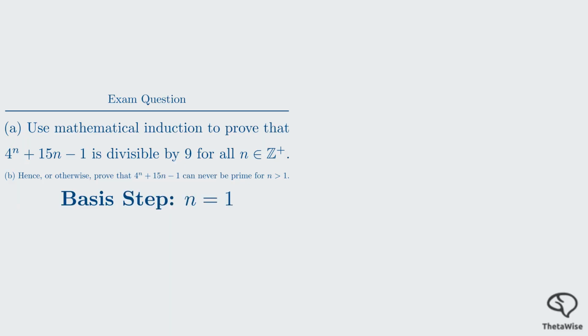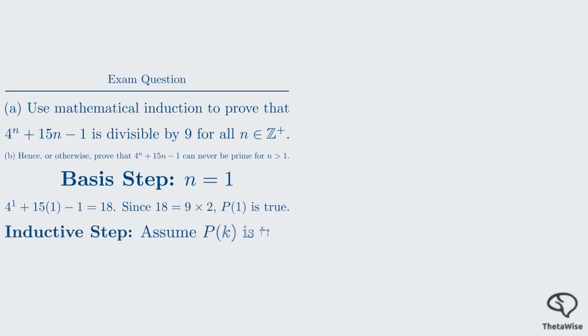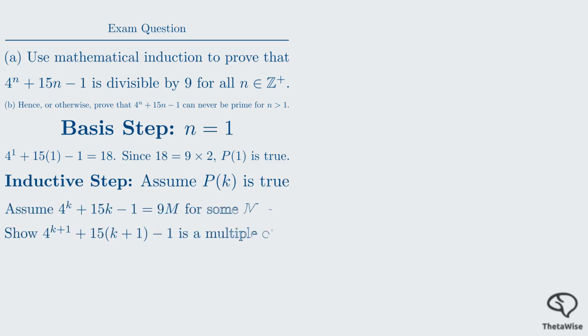We start with the basis step where n equals 1. Plugging in 1, we get 4 to the power of 1 plus 15 times 1 minus 1, which equals 18. Since 18 is 9 times 2, P of 1 is true. Next, the inductive step. We assume P of k is true. This means we assume 4 to the k plus 15k minus 1 equals 9m for some integer m. We must show the expression holds for k plus 1.